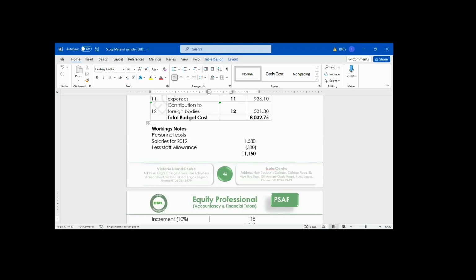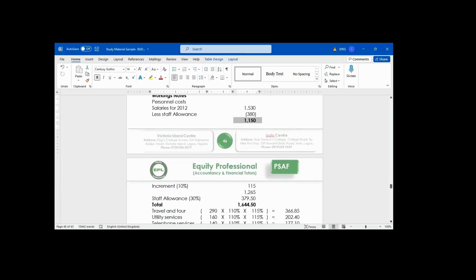This balance remaining, for us to get 2013 personnel costs, excluding staff allowance, we are going to say 10% of this will be added to this amount. 10% of 1150 will give us 115. We add it to the 1150. That means personnel costs for 2013, excluding staff allowance, is going to be 1,265,000,000.